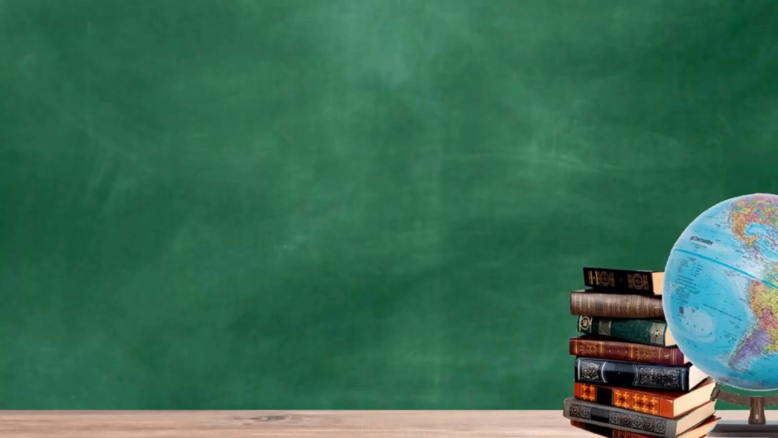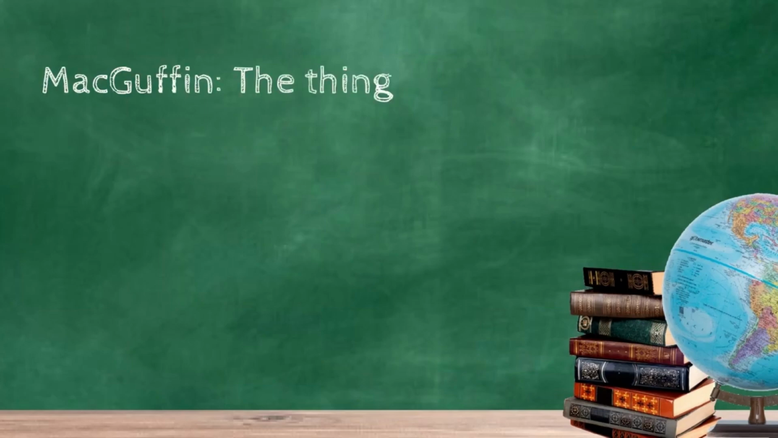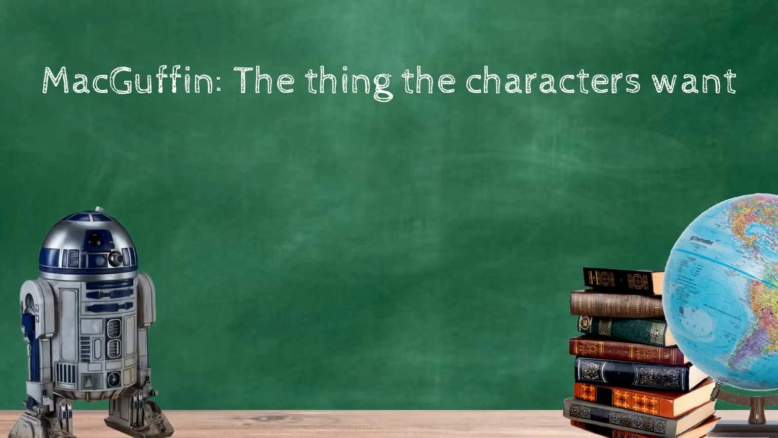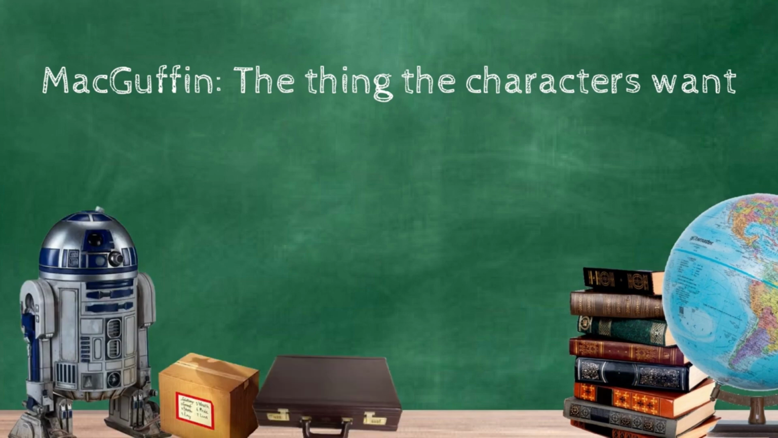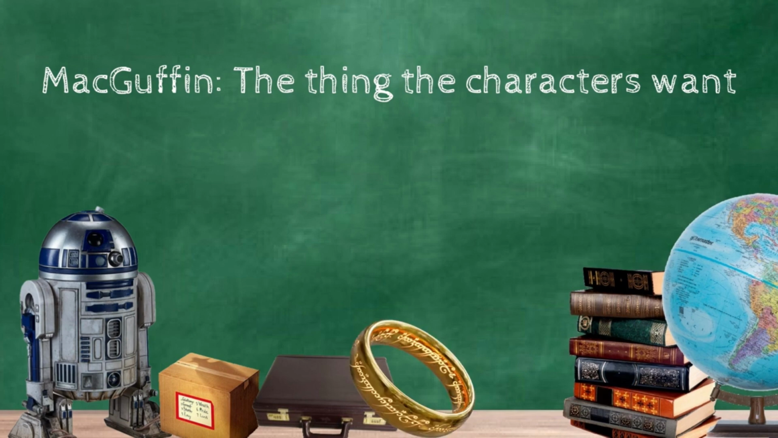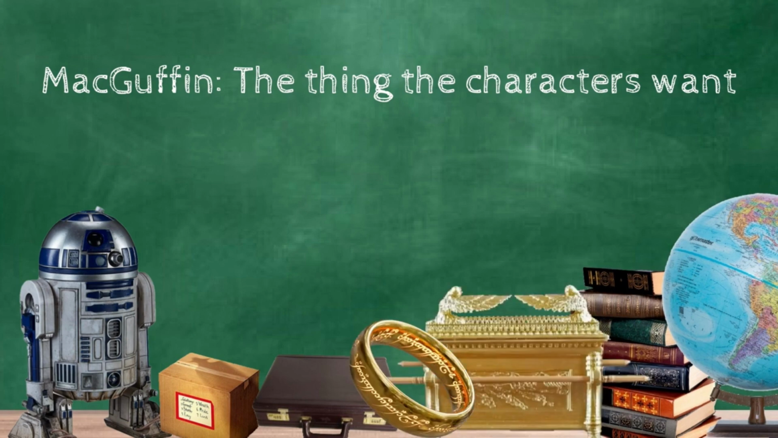So, in a story, the MacGuffin is that object or information that our characters are pursuing. Think R2-D2 in Star Wars, the box from Seven, the briefcase from Pulp Fiction, the One Ring in The Lord of the Rings, or the Ark of the Covenant in Raiders of the Lost Ark. These are often great ways to push your characters into action, to give them a tangible objective that is easy for the reader or the audience to understand, but also to elevate the stakes within the story.